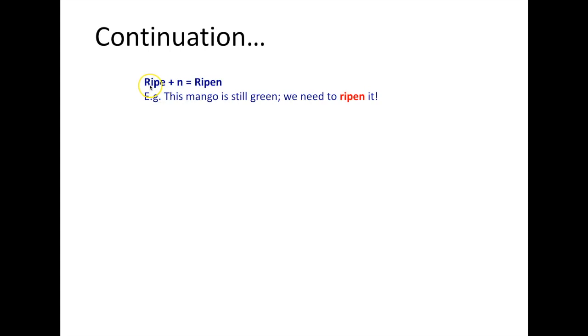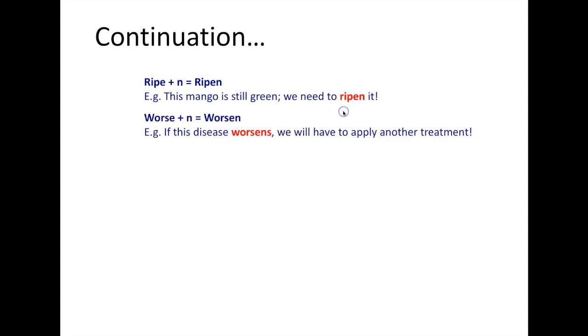Aquí tenemos el adjetivo ripe, que significa maduro. Cuando le adicionamos N, recuerden que cuando el adjetivo termina en E, solamente se le adiciona N. Obtenemos ripen, que significa madurar. Este es el verbo. So, el ejemplo es, this mango is still green, we need to ripen it. Este mango aún está verde, necesitamos madurarlo.